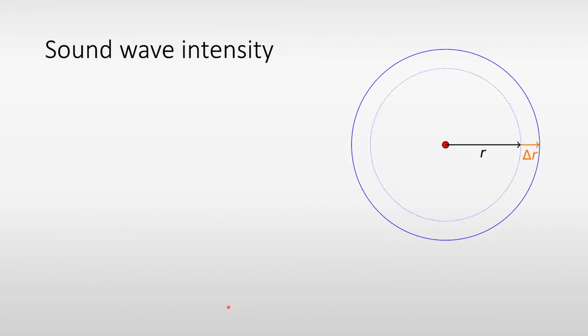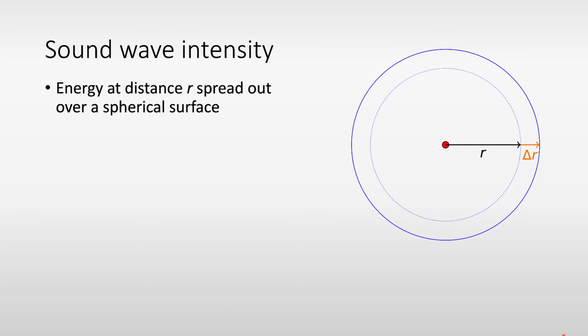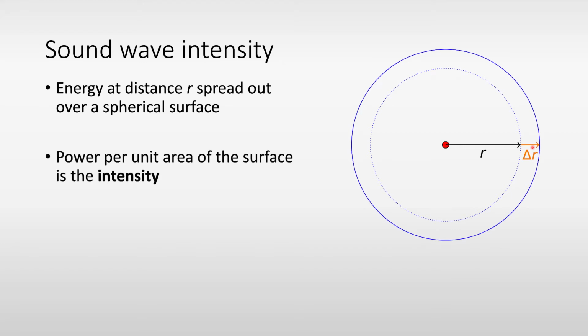When we think of sound wave intensity, the energy at distance r is spread out over this spherical surface. Now we're approximating a sphere as a 2-dimensional circle here, so hopefully you can visualize that. As the energy spreads out, as it travels a further distance delta r, it's spread out over a wider area. The key thing is that the power is spread out over an area. So we're looking at the power per unit area of the surface of the sphere. As the sphere's surface gets bigger, the energy is spread out more and more.